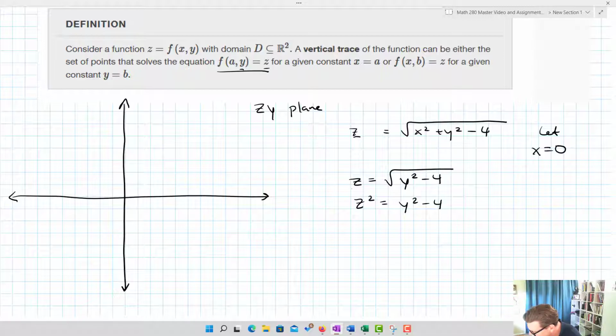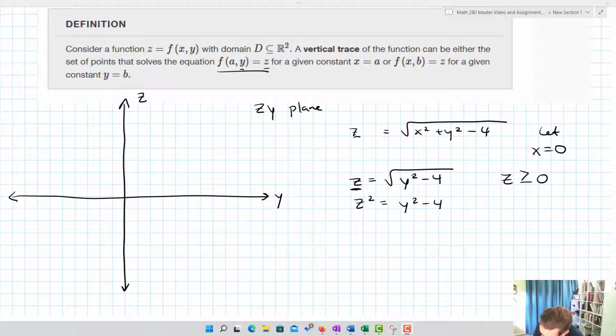But it's not exactly that, because we know that z has to be greater than or equal to 0. So z is going to be only on the positive side. We'll make this our z and we'll make this our y. And so we've got this curve, y squared minus 4, and we've got the value z.